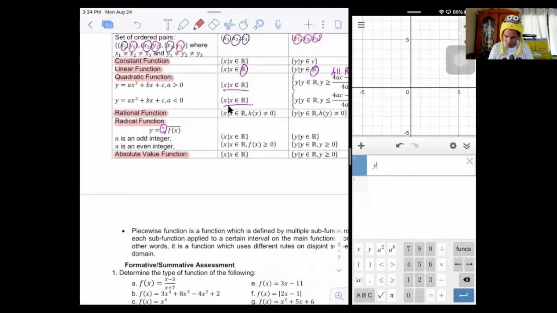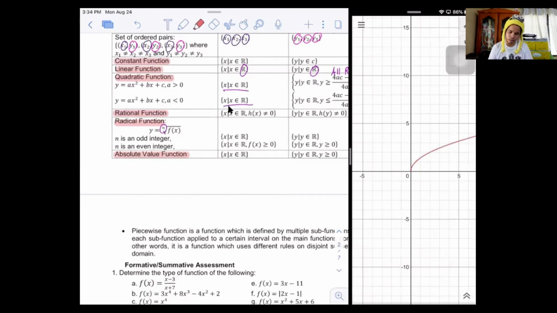Y equals square root of 2x. Diba? So, function siya. Okay, kausa raman siya. And then, it is actually the half lang siya sa parabola that opens to the right. Okay?